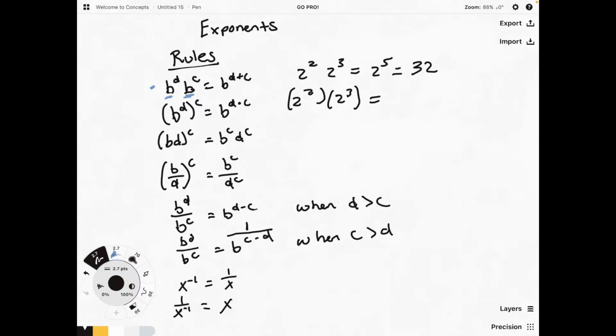Then if we take 2 to the second power, that's going to be 4. And if we take 2 to the third power, that's going to be 8. And we know that 4 times 8 is equal to 32. And these are the same. So it doesn't matter which way you want to solve them. However, if you are dealing with variables, when simplifying a problem, that's when these rules will come in handy.